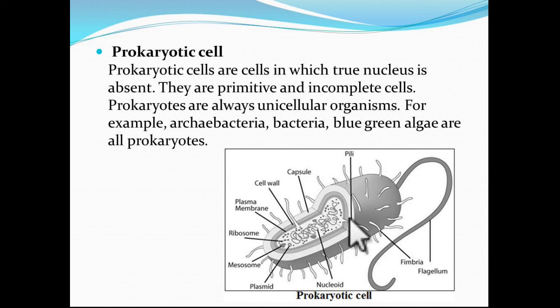You can see here children, capsule is the outermost layer, then cell wall is there, plasma membrane is there, inside it is having ribosome, mesosome, plasmid. In place of nucleus, nucleoid is present. Here no nucleus is present. Pili and fimbriae are present for attachment and flagellum is there.